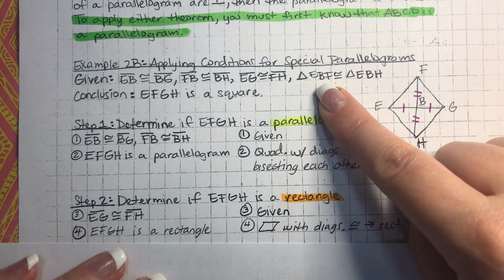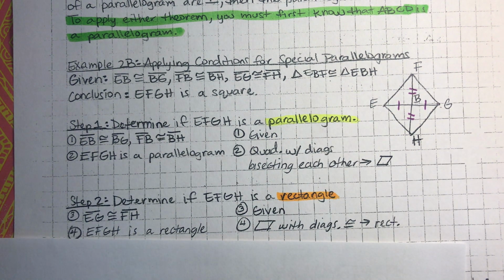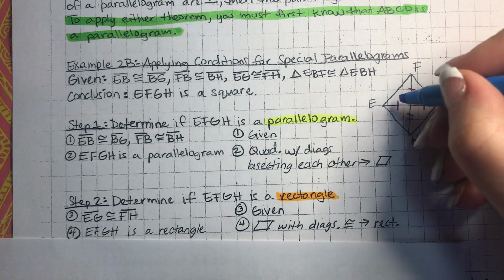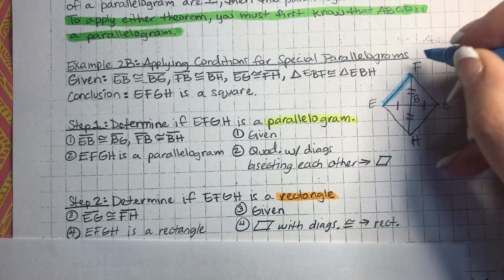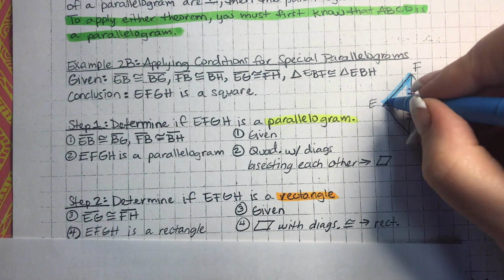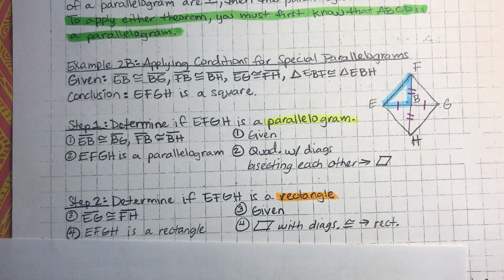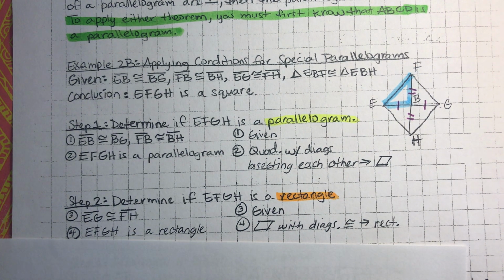We have this triangle EBF is congruent to triangle EBH. Let's go ahead and look at that really quick. EBF is this triangle here, right? This triangle here. So why would they give us this information? This is congruent to this triangle here.